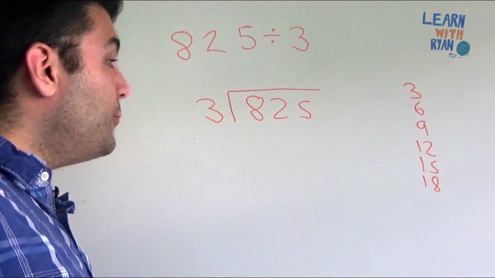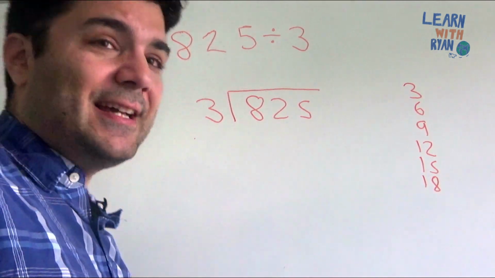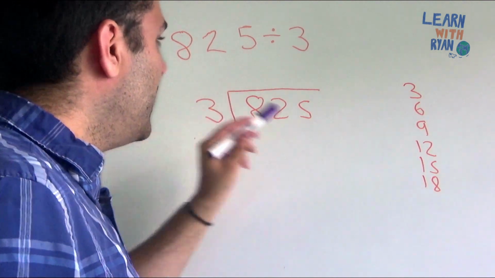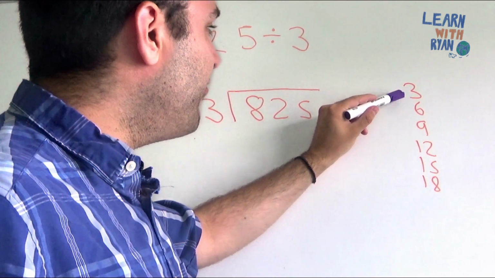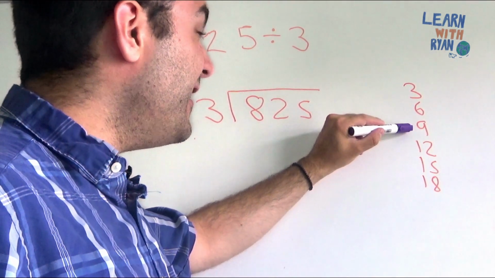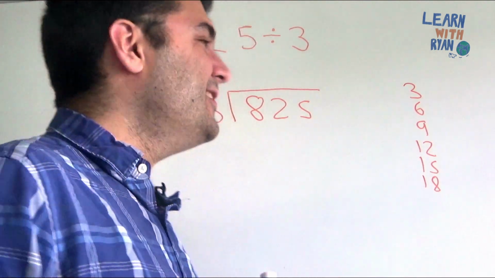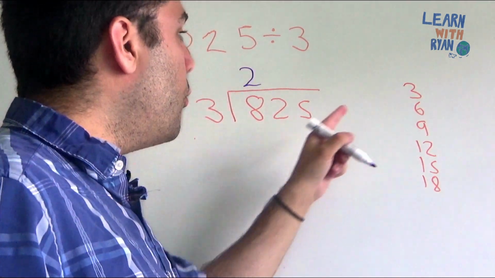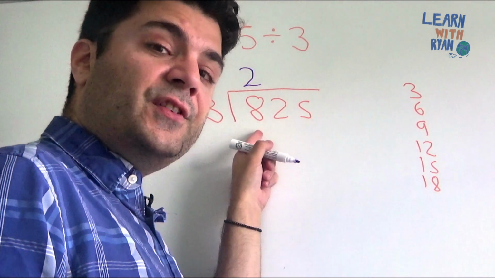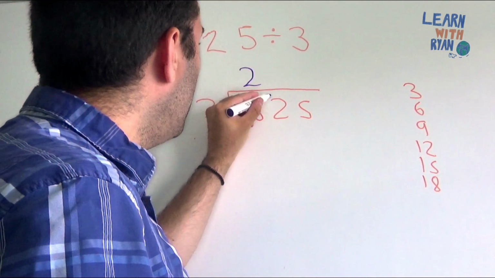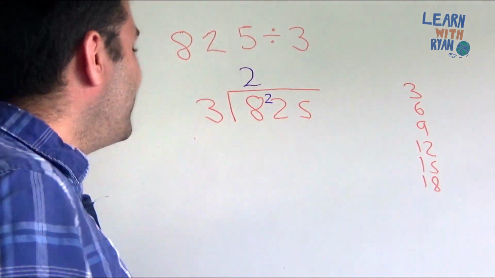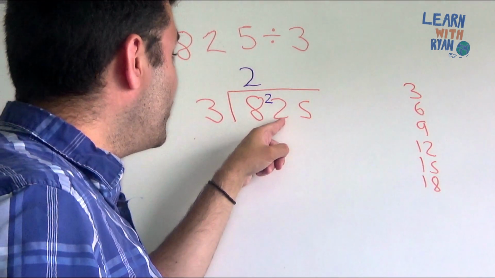Okay, so now that we've listed our 3 times table, let's have a go at it. So how many 3s in 8? Well, we've got 1 3 in 3, 2 3s in 6, 3 3s in 9, but that's too many. So we stop at 6, so that's 2 whole 3s in 6, with 2 left over to get to 8. So the 2, I'm going to put above that 2 there. And then we ask ourselves, how many 3s in 22?